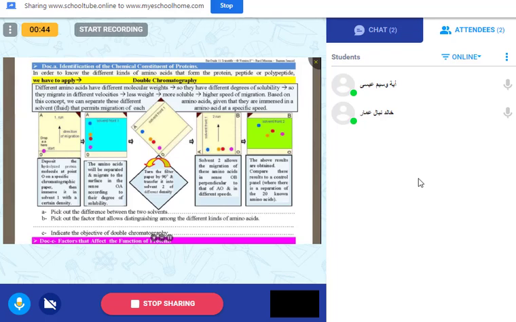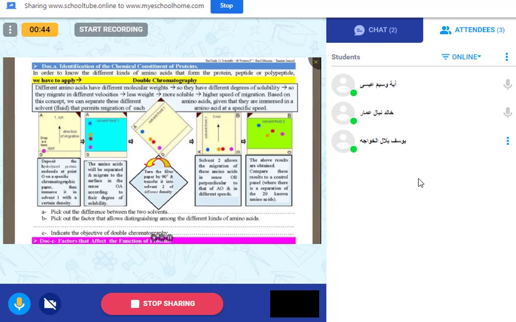We have 20 amino acids. From these 20 amino acids, you can make millions of proteins, depending on the number of amino acids, on the sequence, and on the type.